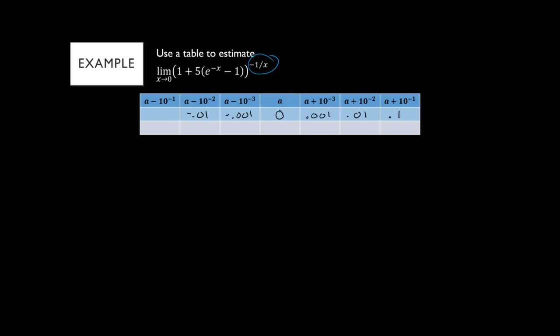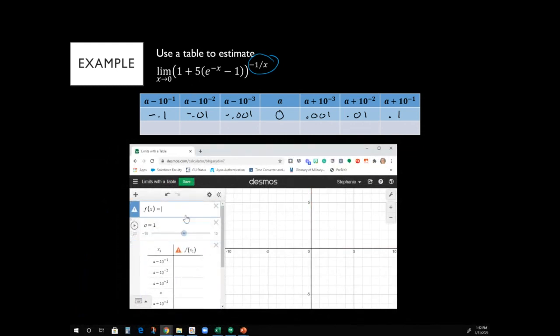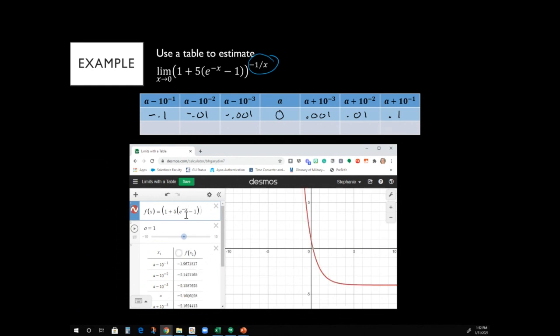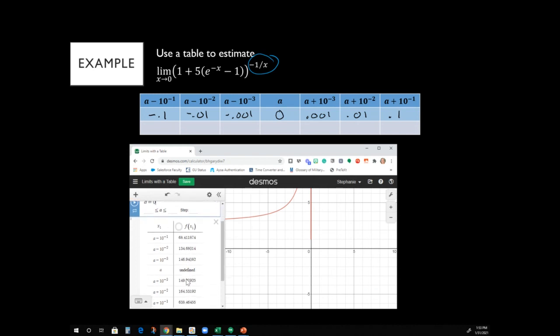Just going to fill in my table. So I have to have all my parentheses in the right spot here. 1 plus 5 parentheses. Now Desmos does know what e is, so you can just use the letter e. x minus 1. And then up in the exponent again, negative 1 divided by x. Okay. And then we're interested as x approaches 0. Again, we have undefined here.